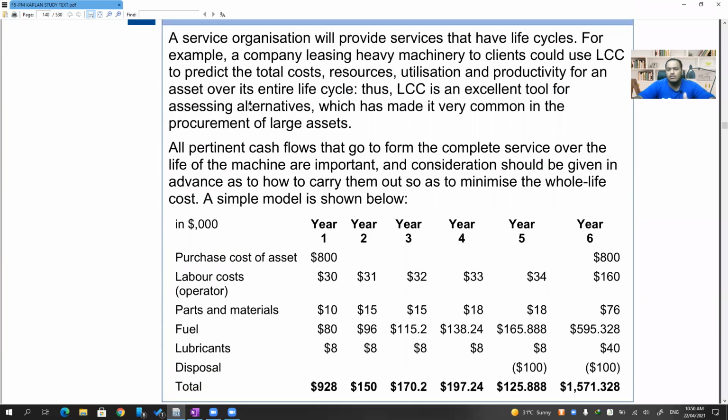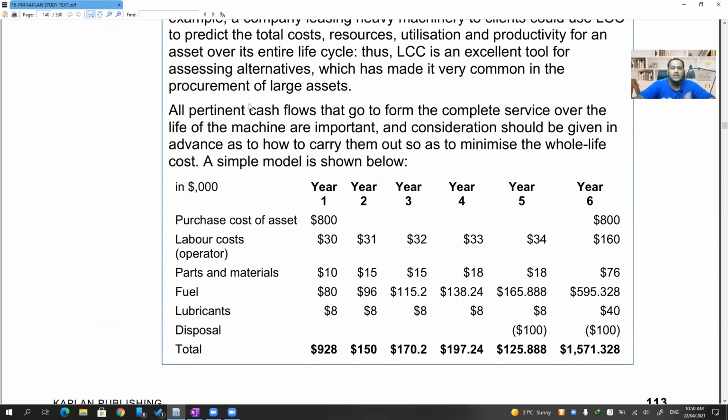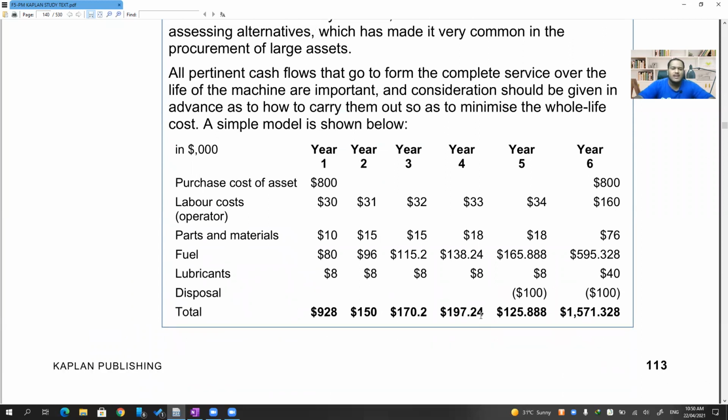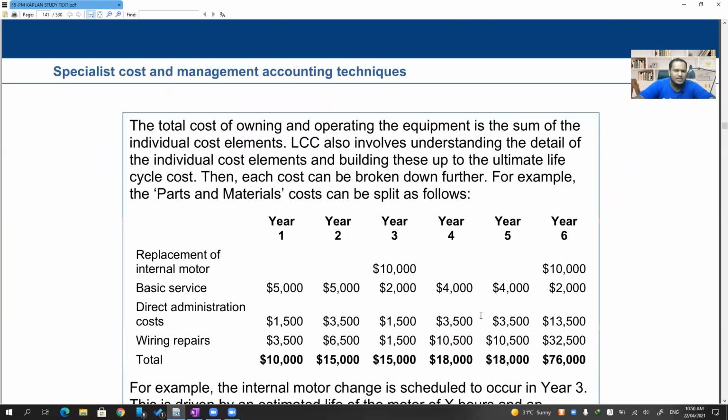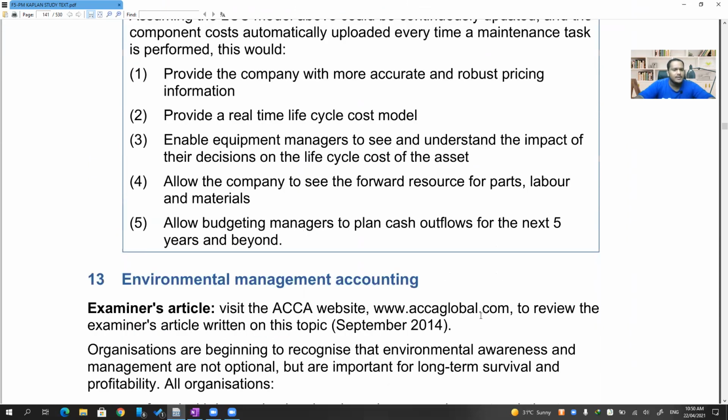Again, another service sector example, they gave you a different example. This is a service sector related example. Whatever sector it is, we follow the same technique. There is nothing much involved in that.